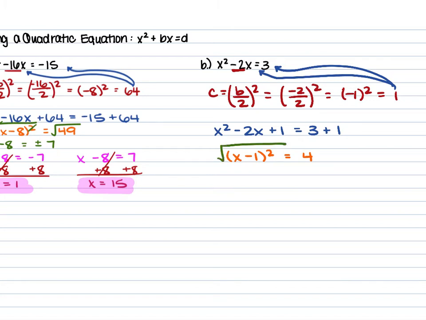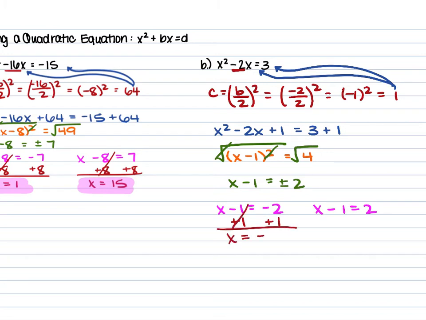So we're going to have the square root of x minus 1 squared, cancels out the power and the radical to give us x minus 1. The square root of 4, put the plus or minus in front of it, we have plus or minus 2. We are going to have two equations that this separates into. One that is x minus 1 is equal to negative 2, as well as one that is x minus 1 is equal to positive 2. We're going to solve for both. Add your 1 to both sides on each of these. You get x is equal to -1 and x is equal to 3.